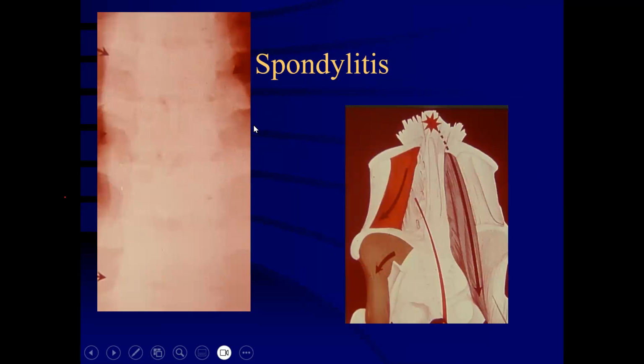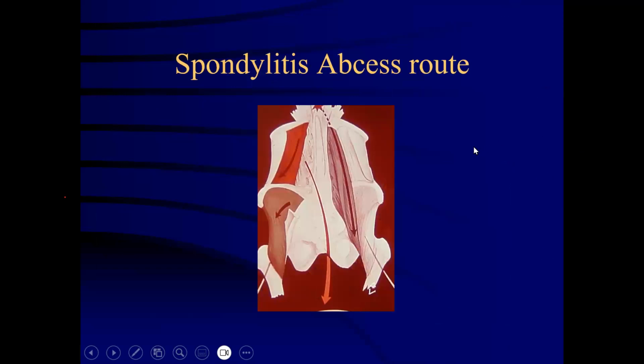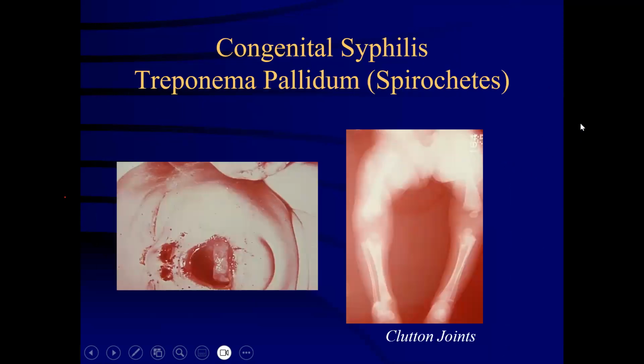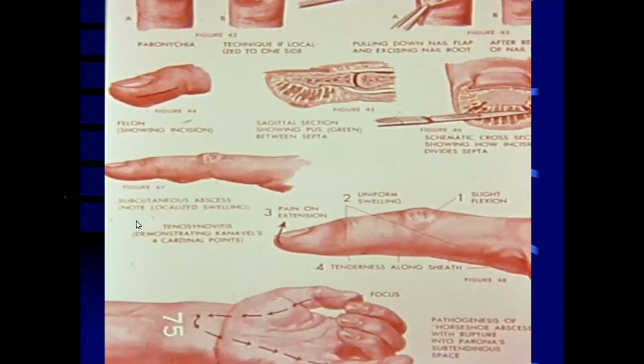Then we come to areas of the spine where you have collections in the spine, which I will be going into very soon. Don't forget that in congenital syphilis, they can have osteomyelitis, and the organism is Treponema pallidum, and they end up having destruction of the physis, and they present like this. This occurs to children who are born to mothers who have syphilis. Treponema pallidum. You have to know these.